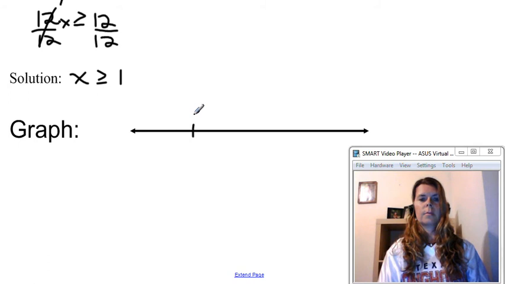So I'm going to put my 0 over here. And I'm just going to put some numbers around this 1. So I have 1, 2. And try to put your little marks equally spaced. Mine aren't doing so hot. And then I'm going to put some negatives over here.